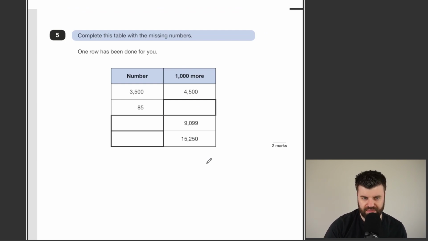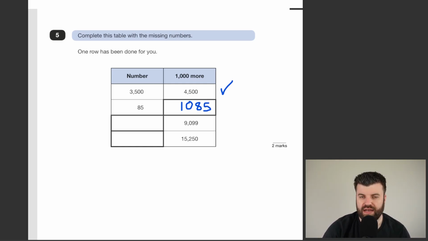Question 5, complete this table with the missing numbers. 1 row has been done for you. So 3,500 is the number. What is 1,000 more? That's been done, nice and straightforward. 85, well, I want to add 1,000, so the answer is 1,085. It's tricking you here because you need to remember your placeholder in the hundreds, 8 in the tens, 5 in the ones. Now it's testing, can you figure out the trap?